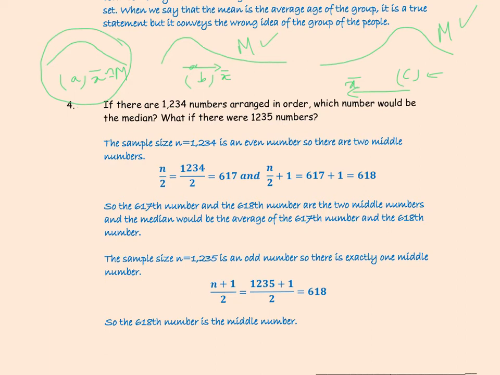Now in the fourth problem, notice that we are given the sample size. It's 1234 numbers, and the important thing is that they're all arranged in order.